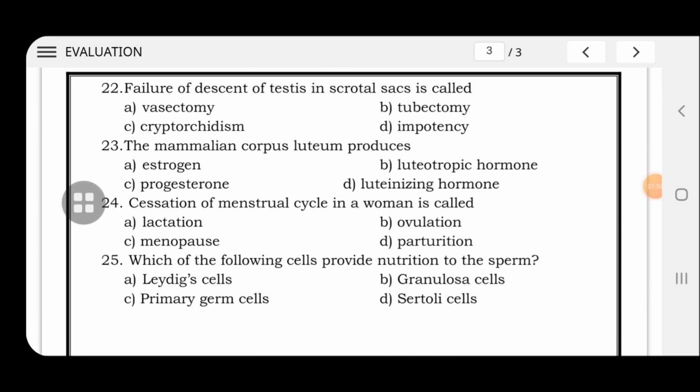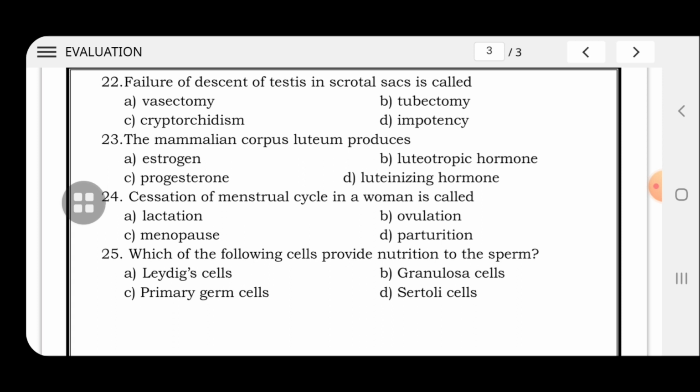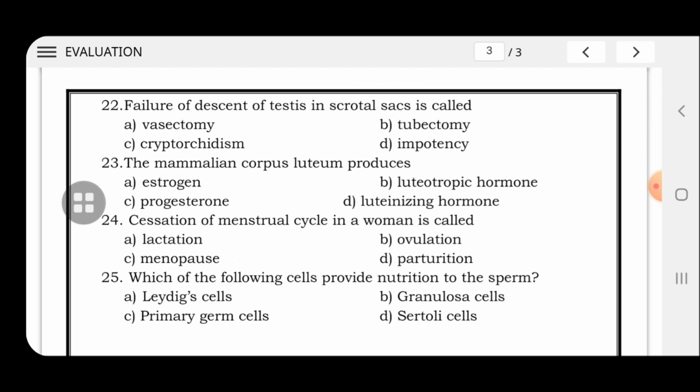Failure of descent of testes into the scrotal sac is called. There are four options given: vasectomy, cryptorchidism, tubectomy, impotency. Vasectomy and tubectomy are family planning techniques. And impotency is a term which denotes that a male fails to produce fertile sperm. And cryptorchidism is the correct answer. In this, the testis fails to descend into the scrotal sac. As a result, the testes can't produce sperm.